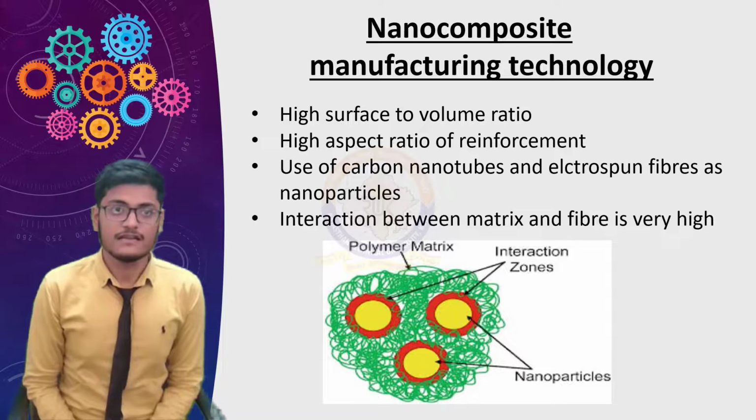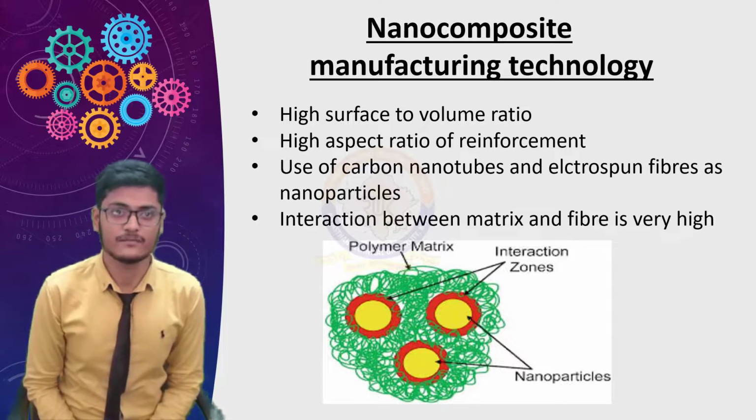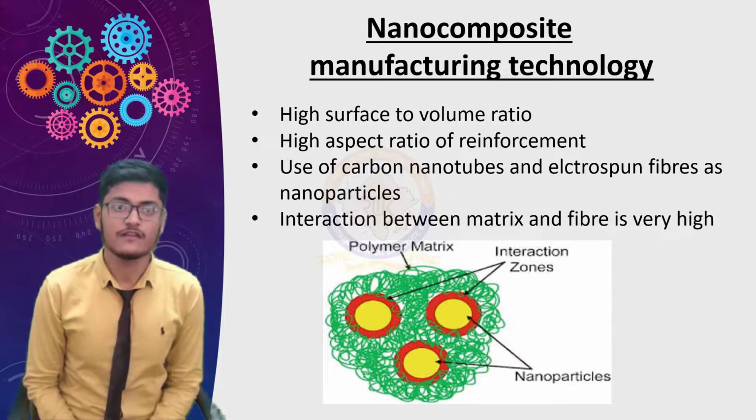Nanocomposite manufacturing techniques. In this technology, we use microfibers so that we can achieve a very high surface to volume ratio in the composite. And also the aspect ratio of the reinforcement fibers is very high. Due to these properties, the bonding of the fiber and the matrix together is very high, and that shows in the strength of the composite. Also, sometimes there is a use of carbon nanotubes and electrospun fibers as nanoparticles in the nanocomposite, to increase the strength of the final composite by having a very high area of interface between the matrix and the fiber. The picture given below shows it.